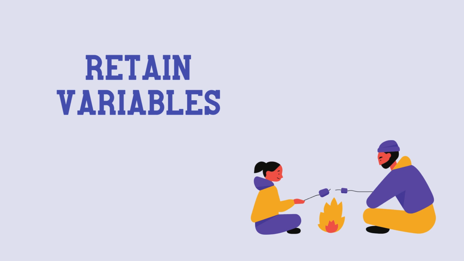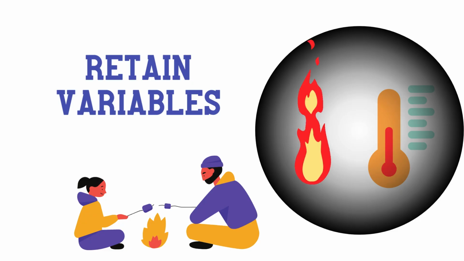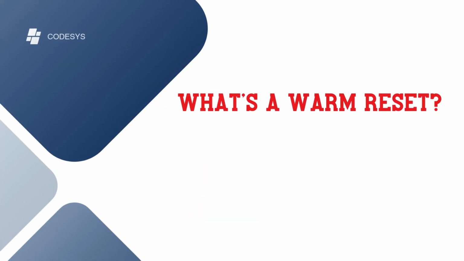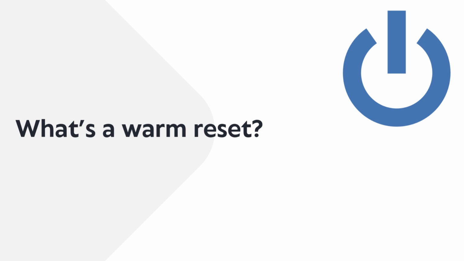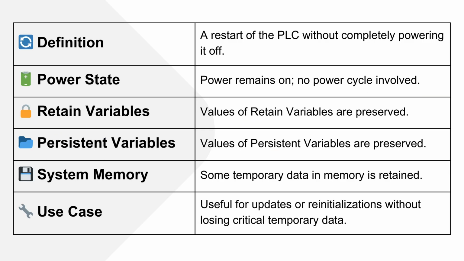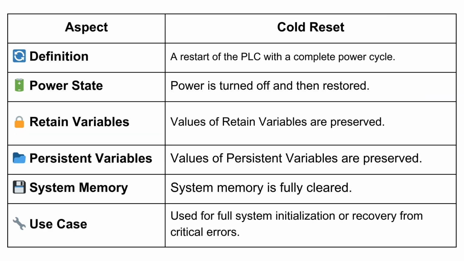Understanding retained variables. First up, let's talk about retained variables. So what exactly is a retained variable? In Codesys, a retained variable is designed to keep its value during something called a warm reset. Now you might be asking, what's a warm reset? And what about a cold reset? Let me explain. Warm reset: this happens when the PLC restarts but doesn't lose power. Cold reset: this happens when the PLC is completely powered off and turned back on. Basically, it starts from scratch.